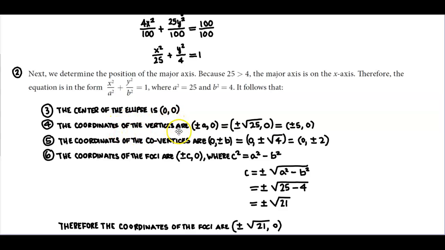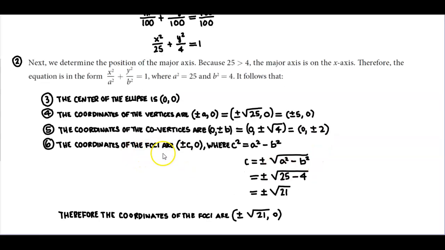The coordinates of the vertices are going to be plus or minus a, 0, which is plus or minus the square root of 25, 0, which is equal to plus or minus 5, 0. The coordinates of the co-vertices are 0, plus or minus b, which is equal to 0, plus or minus the square root of 4, which becomes 0, plus or minus 2.